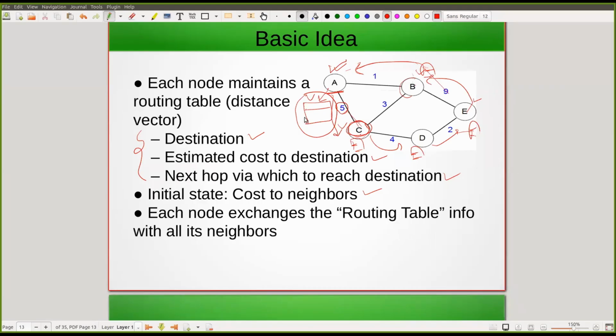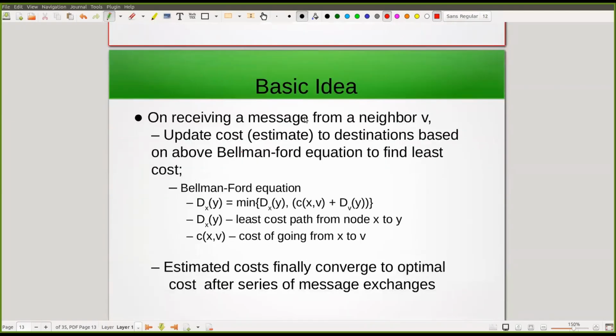So this is what is written here, what I have already told. This is the most important equation we have to understand. Whenever somebody receives a distance vector from its neighbor, how does it calculate the best path? Based on the Bellman-Ford equation. What is the Bellman-Ford equation?